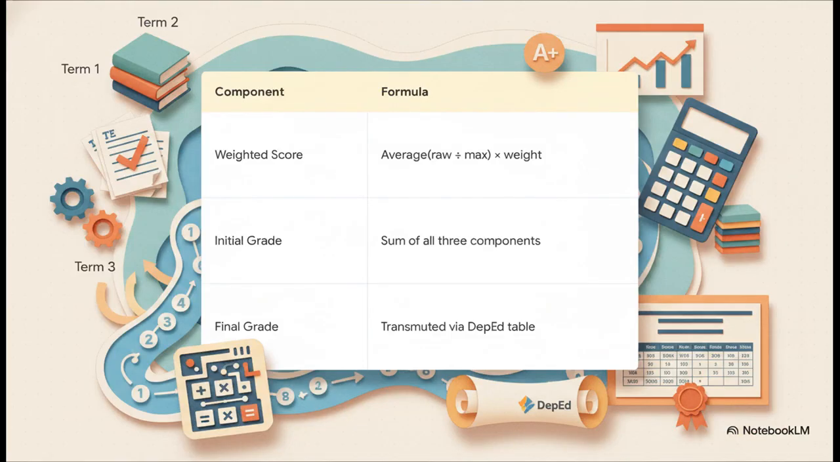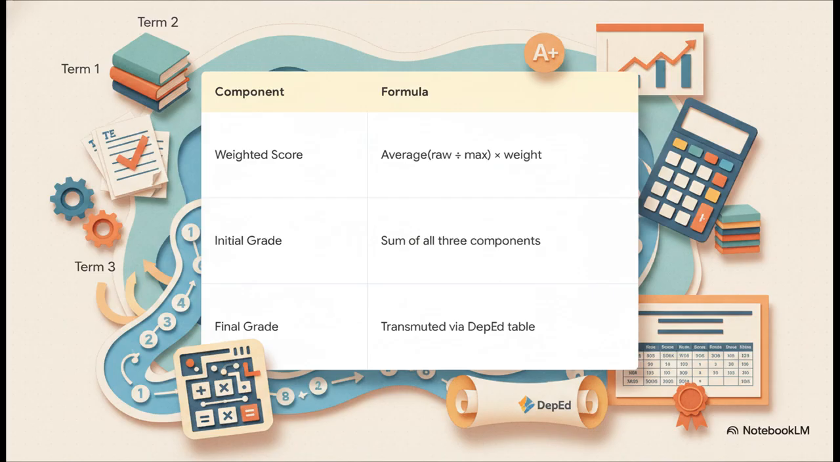So, grading in KLearn is built on a very consistent, official formula across 3 terms and 3 components. And rather than you sitting there manually crunching numbers, the system does it for you. It calculates the weighted score by taking the average of the raw score divided by the max and then multiplies it by the weight. Then, it sums up all 3 components to give you an initial grade. Finally, it automatically runs that initial grade through the official DepEd transmutation table to spit out the final grade.